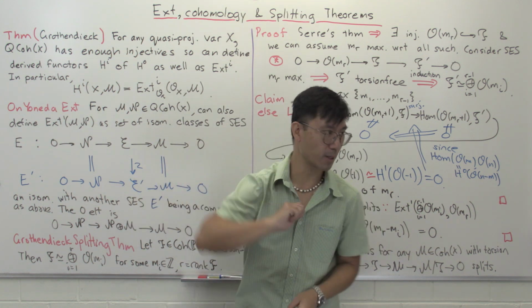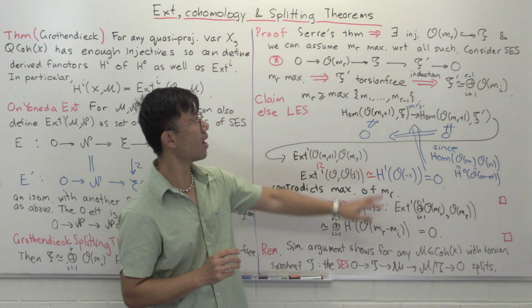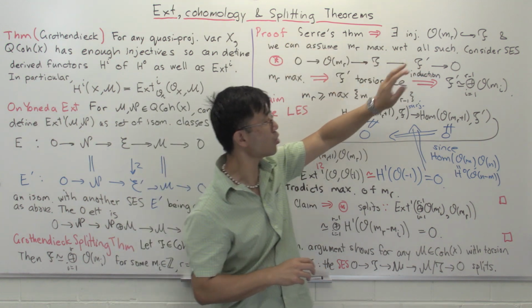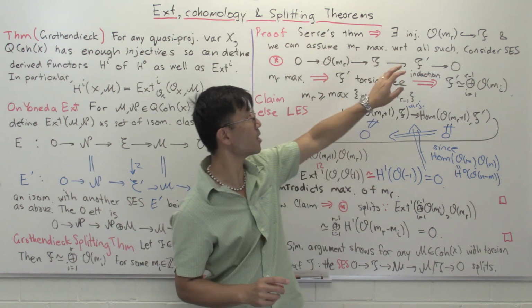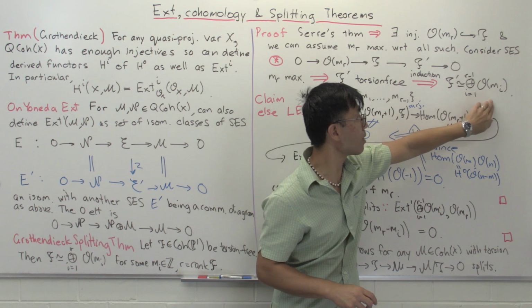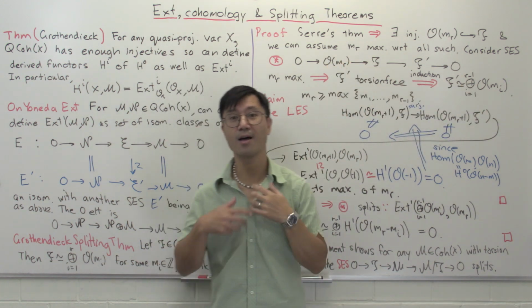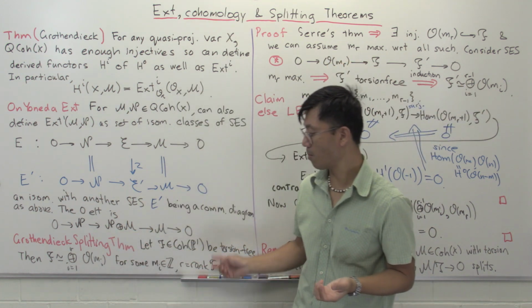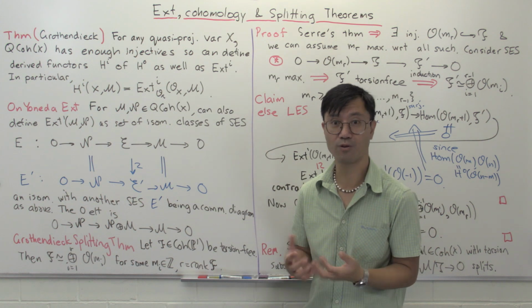So this actually splits. And that tells you that, since this splits, this F is indeed isomorphic to the direct sum of this direct sum here with this one here. And that proves Grothendieck's splitting theorem, or at least the case where this is torsion-free.